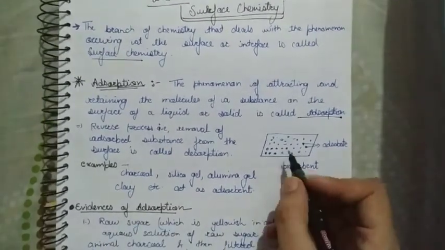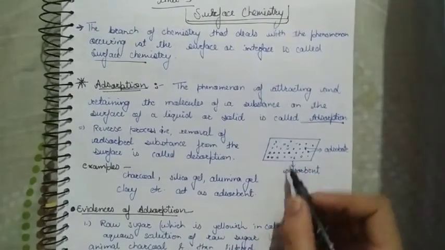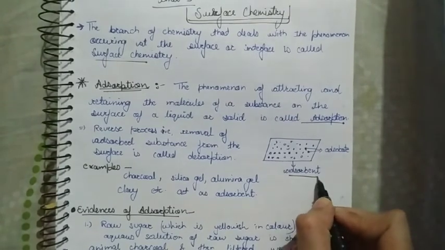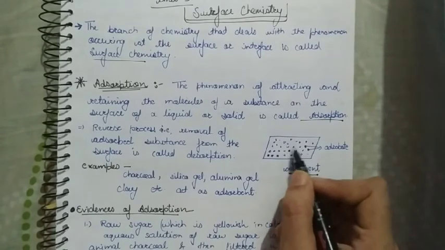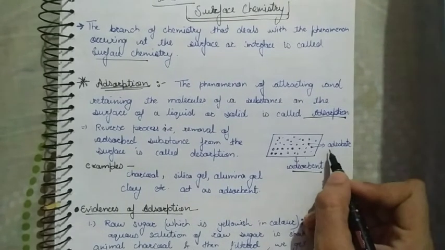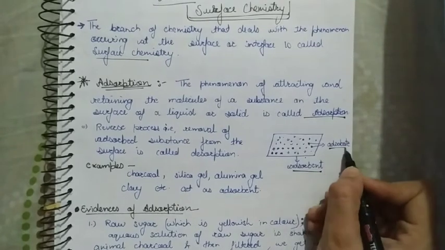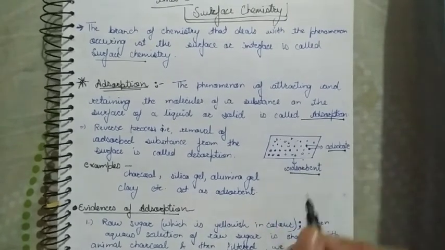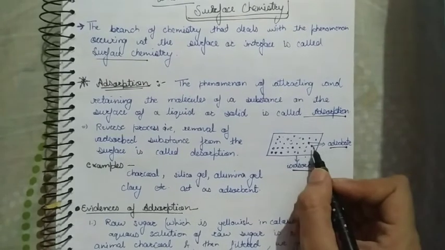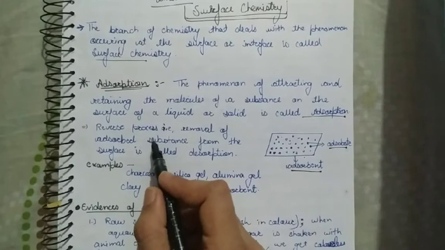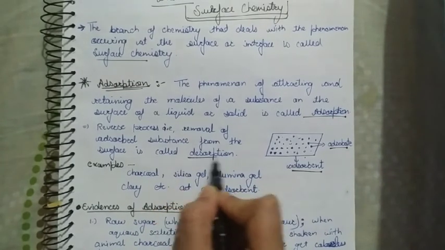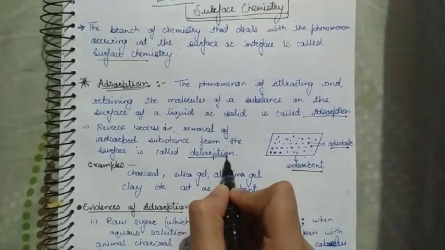Let us consider this is a surface, then this surface is called the adsorbent, and molecules of any substance adsorbed on this surface are called the adsorbate. The surface is called the adsorbent and the molecules that are adsorbed are called the adsorbate. The reverse process is called desorption, that is, removal of the adsorbed substance from the surface.